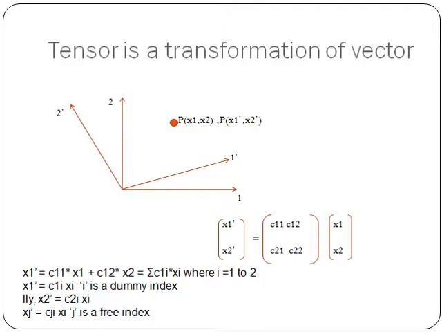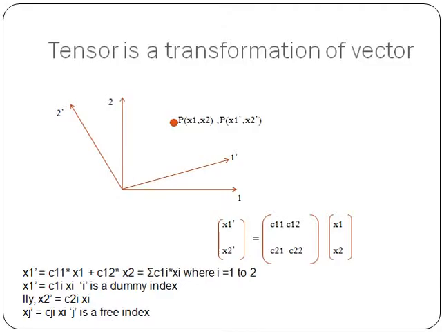So normally we will not write a sigma. x1 dash equal to c1i xi, that is enough. In this, i is a dummy index; you can put whatever, k or something. If k is repeating, you can change it to 1, 2, 3. So c1k xk, then also the meaning is not changing.